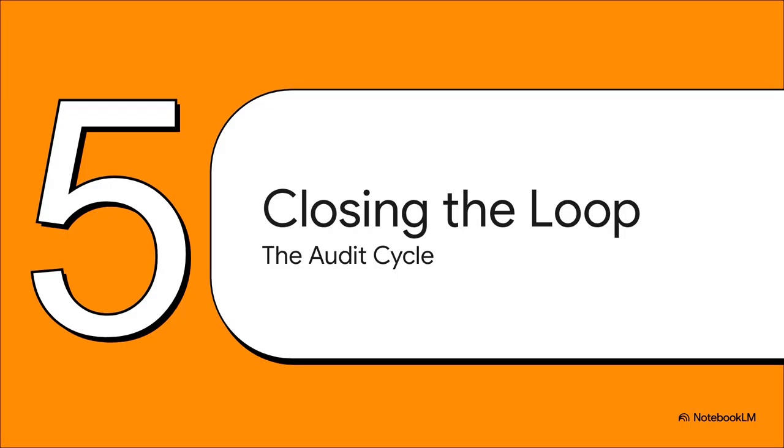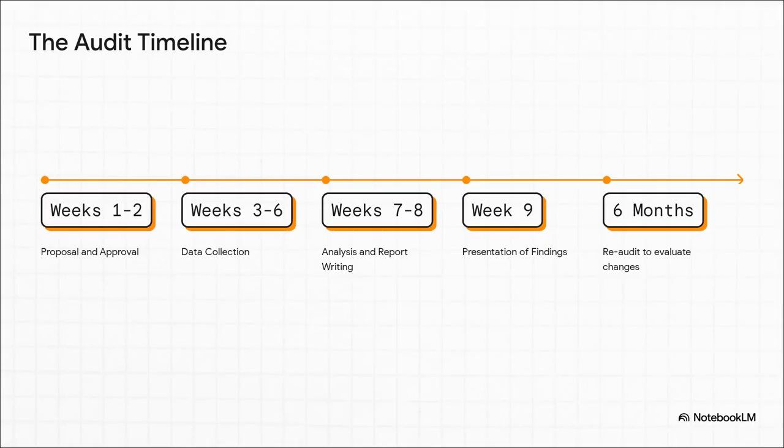But wait, we're not done yet. You don't just hand over a list of recommendations and walk away. A real clinical audit isn't a straight line with a finish line. It's a cycle. This timeline shows you the whole journey, right? From the proposal all the way to presenting your findings. But look at that very last step, re-audit. This is so important. After you've put your changes into practice, you have to go back in a few months and measure everything again. It's the only way to know if your solutions actually worked. This is what we mean by closing the loop.